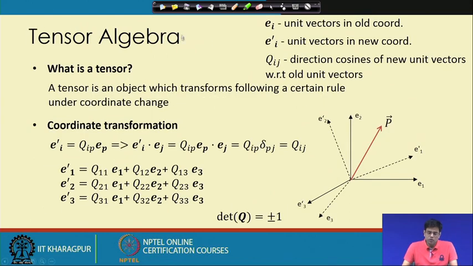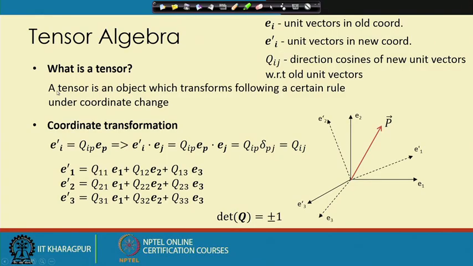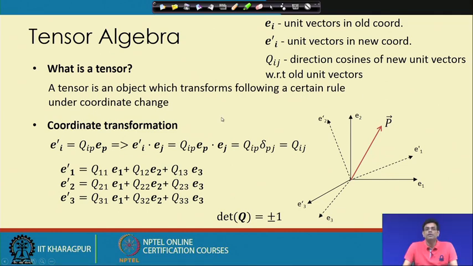Now, we have also introduced what tensors are. Here I will give another definition of a tensor. A tensor is an object which transforms following a certain rule under coordinate change. If you have seen our basic definition, a tensor is a linear transformation which transforms some quantity to another quantity. For instance, a second order tensor transforms a vector space to another vector space. Similarly, a fourth order tensor transforms a second order tensor to another second order tensor.